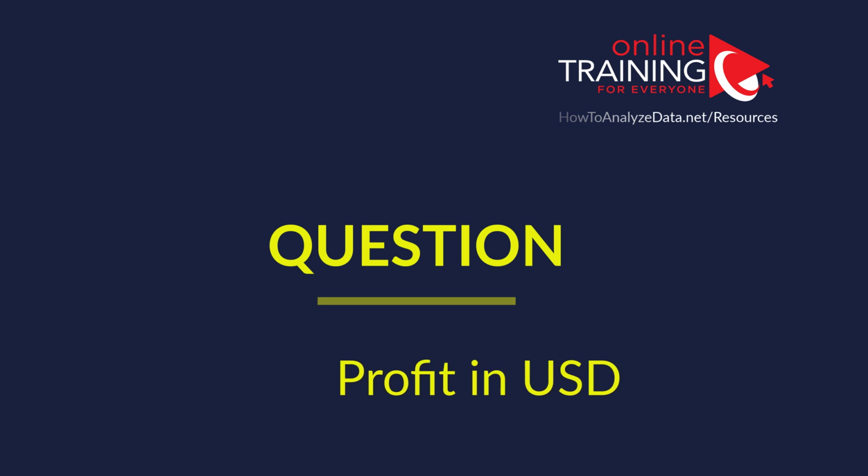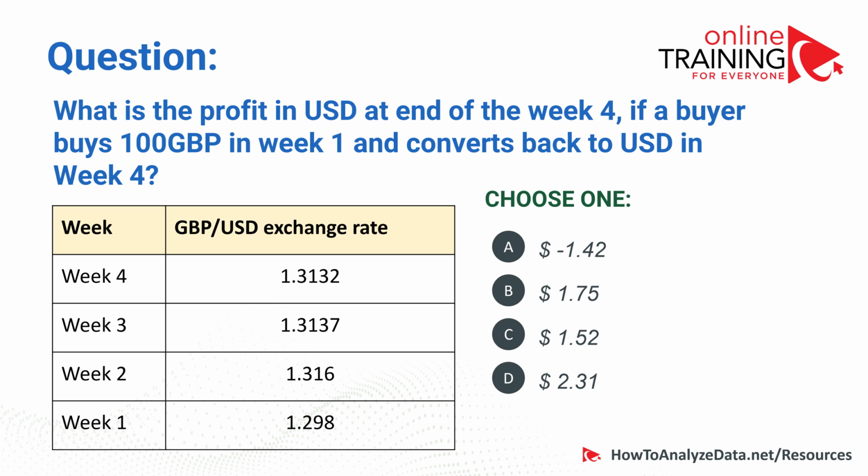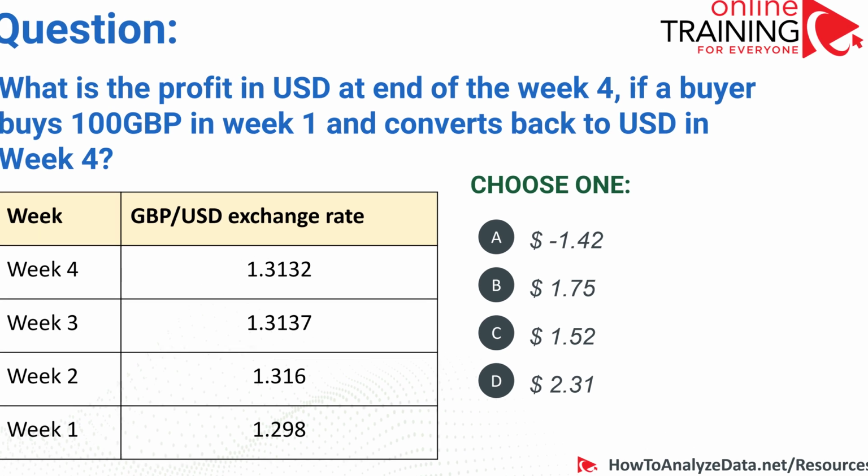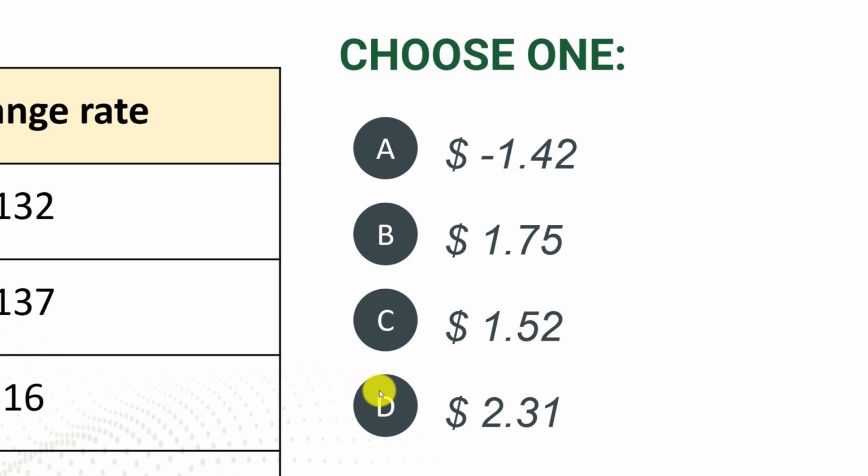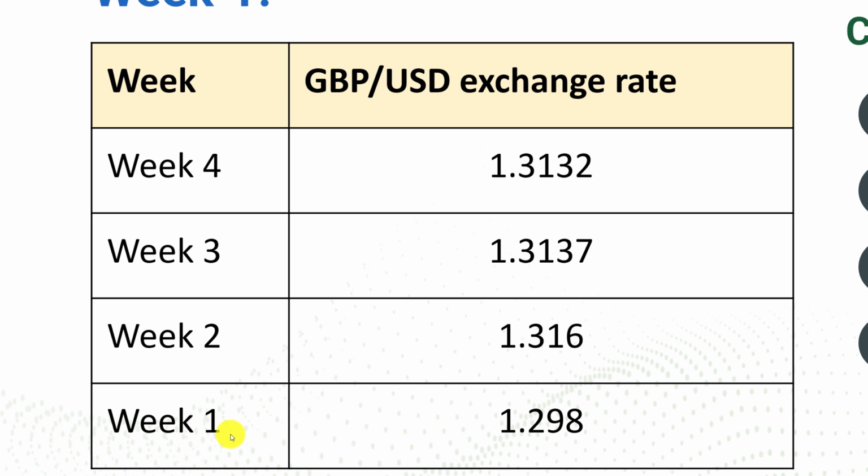Let's look at the question which you might get when applying for banking positions, insurance company positions, or any other position within the financial industry. What is the profit in US dollars at the end of week 4 if a buyer buys 100 pounds in week 1 and converts back to US dollars in week 4? You have 4 different choices presented, A, B, C, and D, and then you have a table of the conversion rate between pounds and dollars for 4 weeks. In week 1, the conversion rate is 1.29, and in week 4, the conversion rate is 1.3132. Which one do you think is the right answer here?